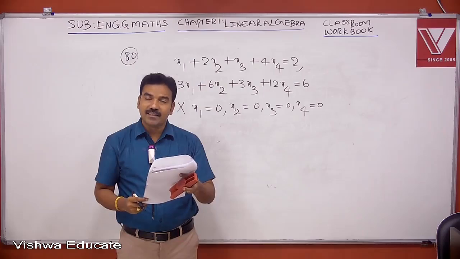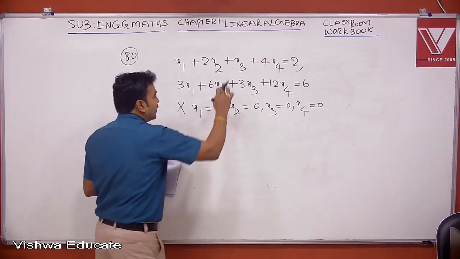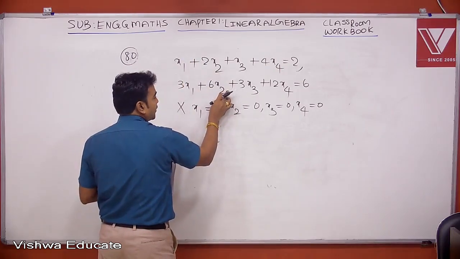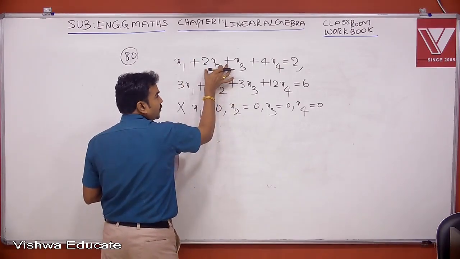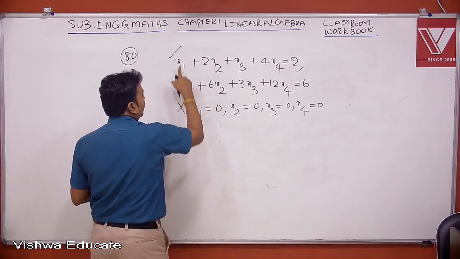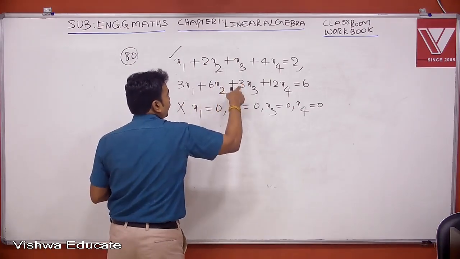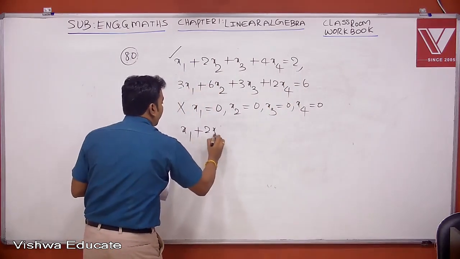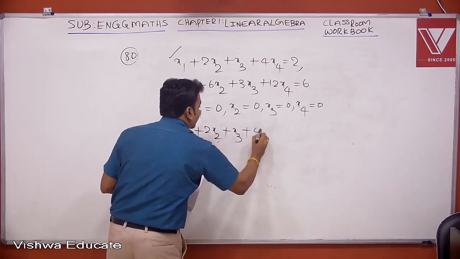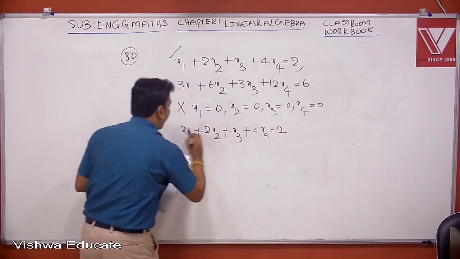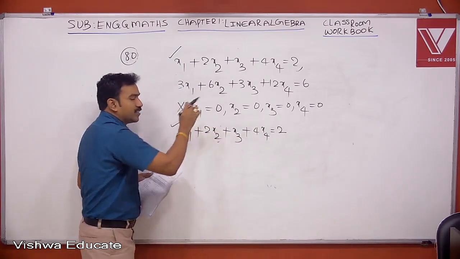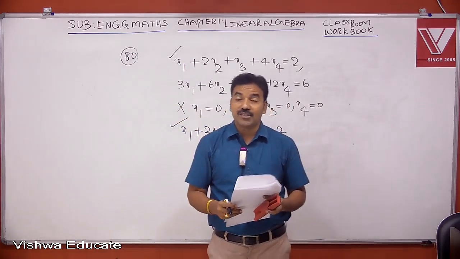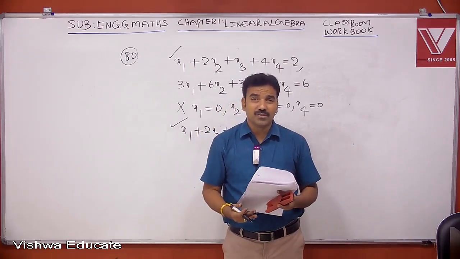In option B, it is given that there are no solutions. When you look at these equations, this is the first equation and this is the second equation. This is nothing but 3 times this. Multiply this equation with 3: 3x1, 3 times 2 is 6, 3 times 1 is 3, 3 times 4 is 12, 3 times 2 is 6. So effectively we have a single equation, x1 + 2x2 + x3 + 4x4 = 2. We have a single equation in many variables, so it possesses infinitely many solutions.